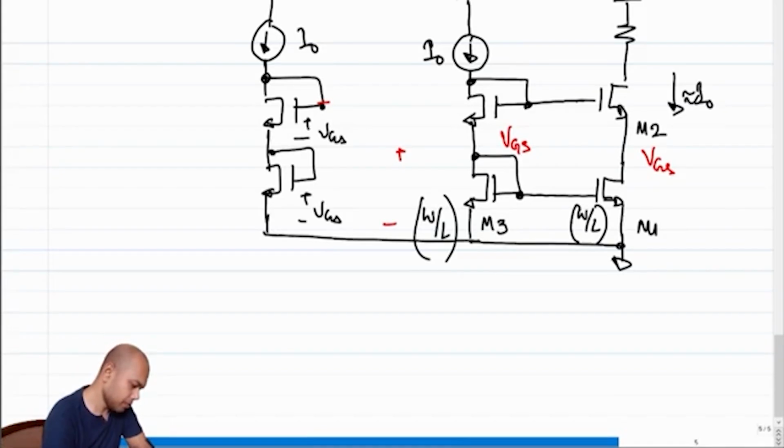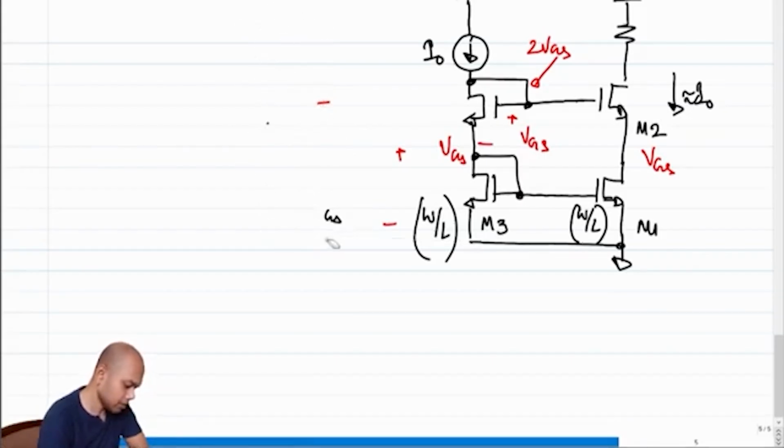What will be this voltage? So we know that this voltage is VGS, right? And this voltage will also be VGS, which means this voltage will be twice VGS, and we no longer require the help of this additional branch, right? So we save some current, because now we don't have to use a separate current source. We can get by using one single current source, right?